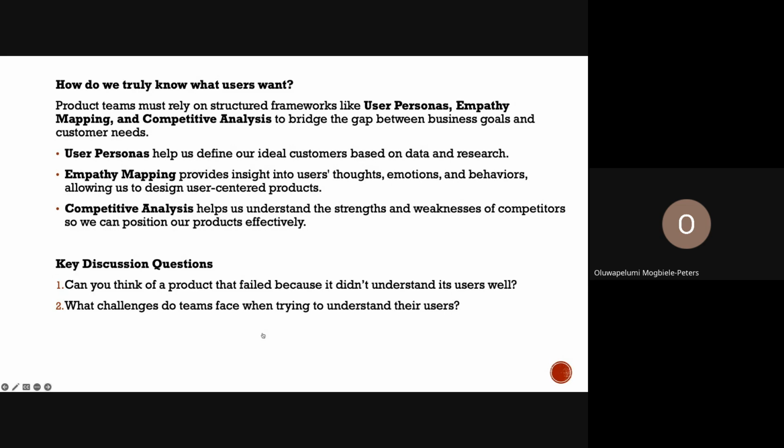So, guys, what are the challenges you think some teams face when trying to understand their users? Someone said users don't know what exactly they want. I agree with you. A lot of users are confused. It increases the confusion of product managers too. But that's a major one.